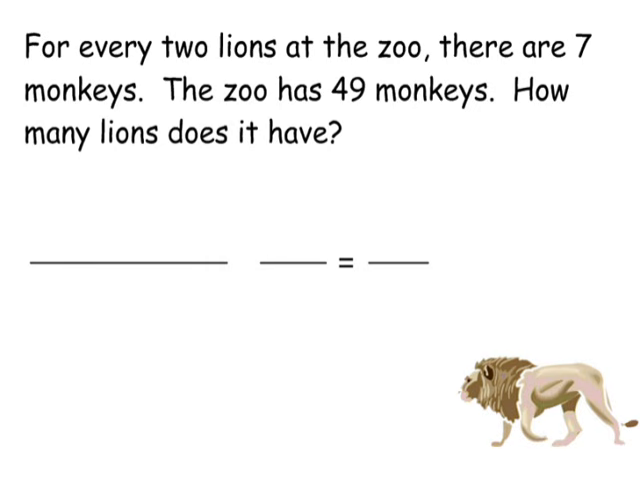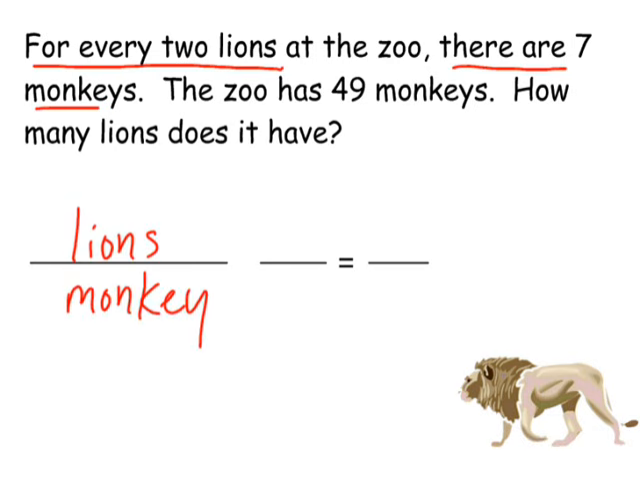For every 2 lions at the zoo, there are 7 monkeys. The zoo has 49 monkeys. How many lions does it have? Well, this is a ratio question, because for every 2 lions, there are 7 monkeys. The ratio is 2 to 7. We're comparing lions to monkeys.